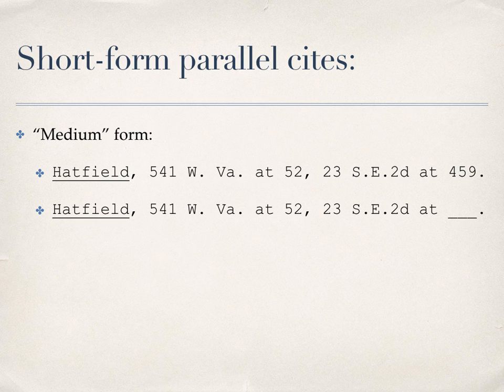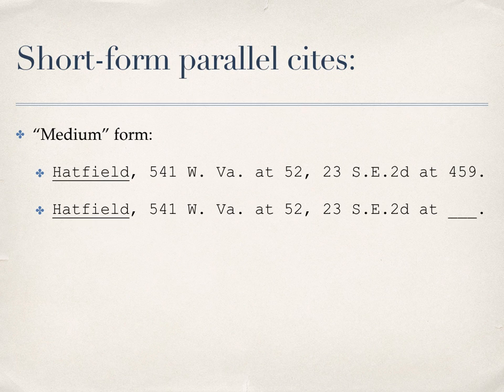So you'll see in this first example, I have at 52 to indicate my pin page for the West Virginia reporter, and at 459 to indicate my pin page for the Southeastern reporter. In the second example, you'll see a blank that I drew in after Southeast second at. I use a blank here where I don't know what the page is for the Southeast second, or maybe where it hasn't been published yet.